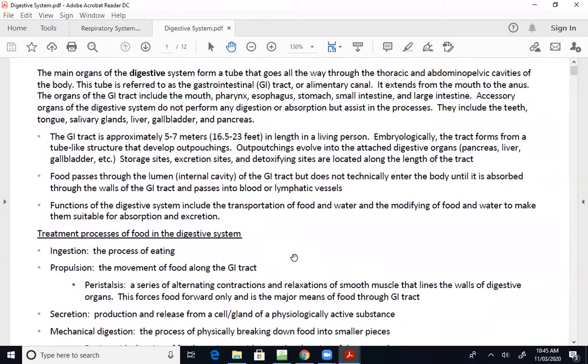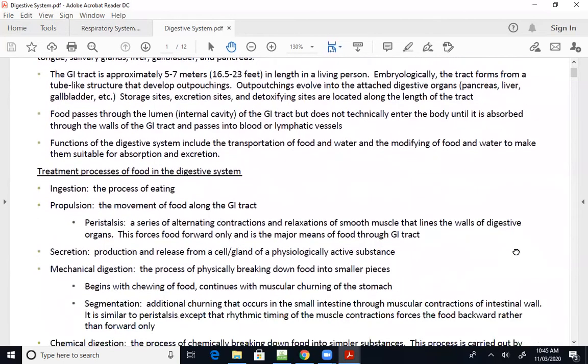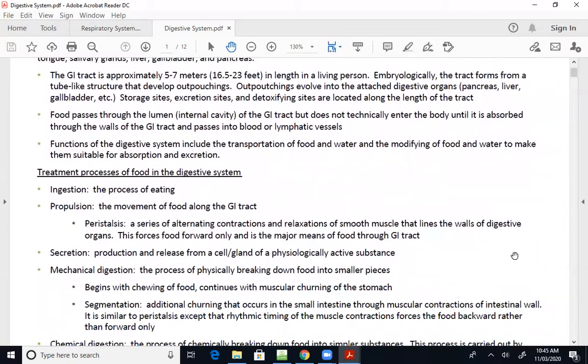There's also a lot of accessory structures that do not perform any digestion or absorption, but assist in the process. Some of which are found in or around the mouth, like your teeth, your tongue, your salivary glands. But then there's three very large important organs. Your liver, which is the largest organ of the body, actually, internally, I shouldn't say the largest total because your skin's bigger than it. But largest internal organ, the gallbladder, which is very closely associated with your liver, and then the pancreas. Some of those we've talked a little bit about before.